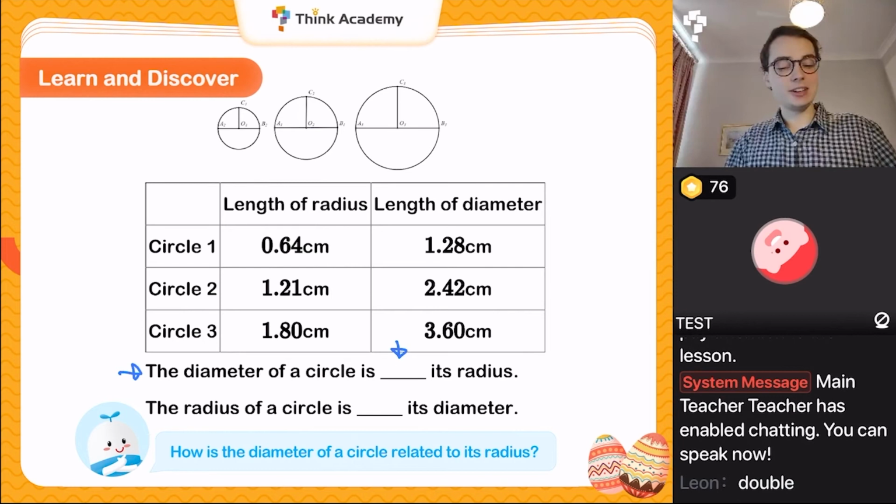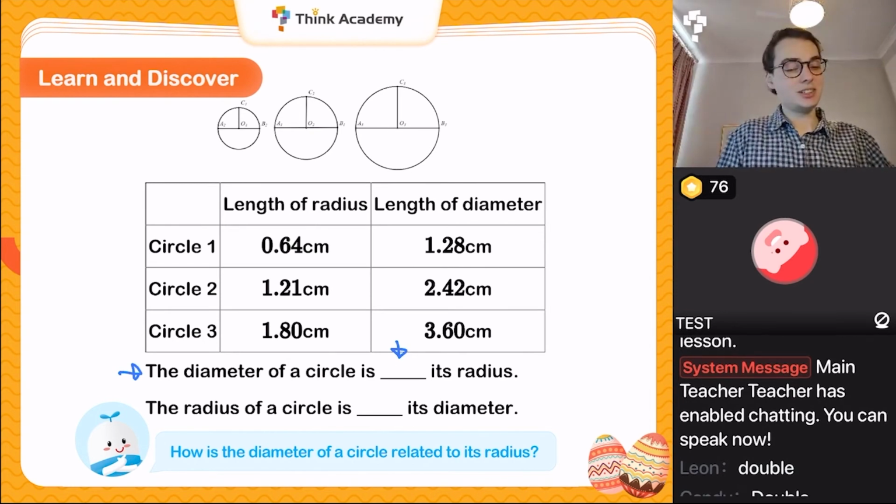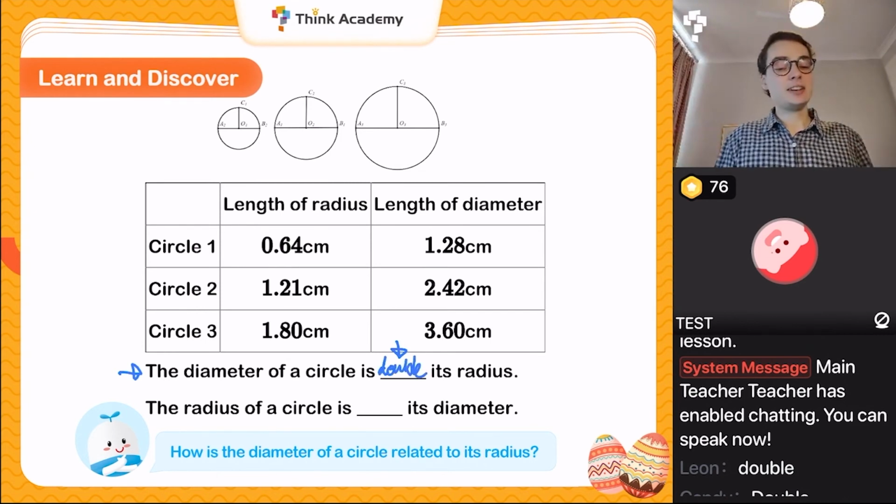Okay, excellent. Leon says double. That sounds good to me. So the diameter of the circle is double its radius or twice its radius. Either of those would be fine. And what about for the second one?